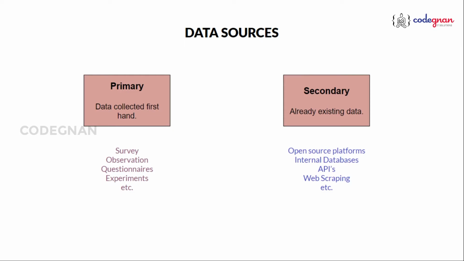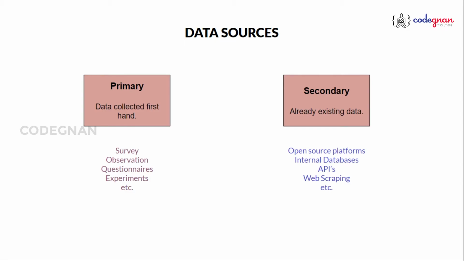So the primary sources of data are the data that are collected firsthand. You are going to collect that data all by yourself. That is not present on the web, neither are you using someone else's data. You prepare your own survey, your own observation, your own questionnaires, and you perform your own experiments. That is your primary source of data.